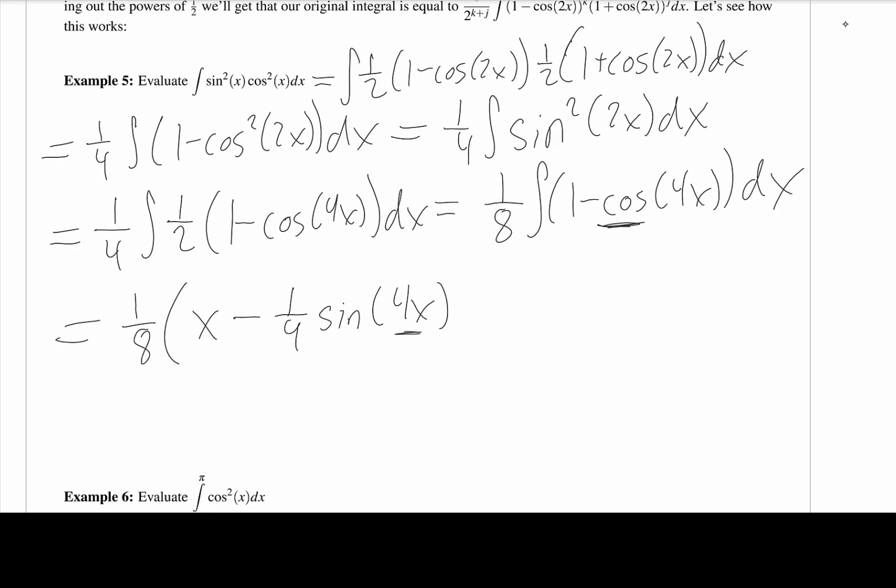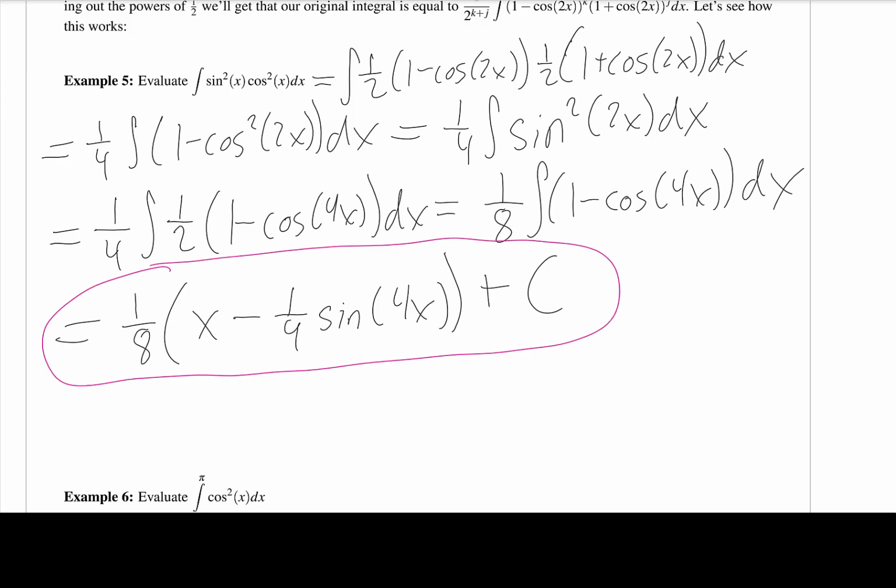I know I have to have a 4x in here because when I do chain rule on that, I'm going to multiply by 4 out front. Well, since I technically have a 1 out front right there, I want to multiply this 4 by 1/4. So that's why I have that 1/4 right there. And then, of course, plus c. So this is going to be our answer to example number 5.